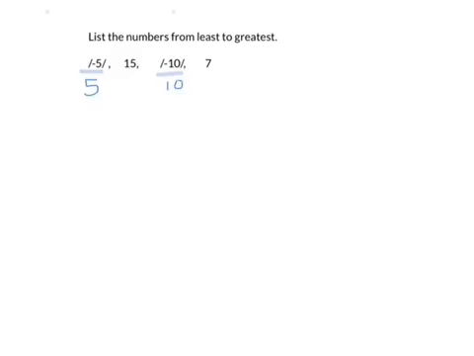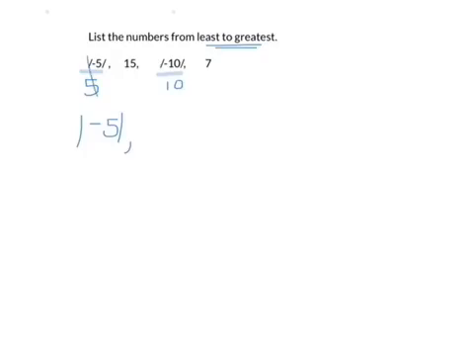Now I can order these. Least to greatest, let me double check and make sure I'm doing the correct order. My least value would be 5. So that is the absolute value of -5, because we write it in the original way it's given. I'm going to cross this out because it's done.